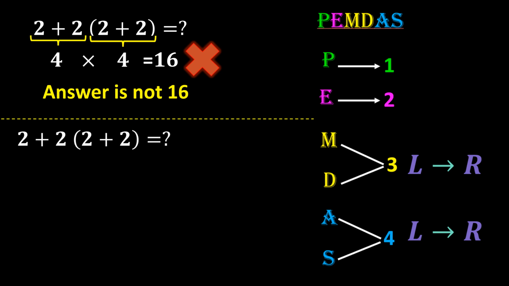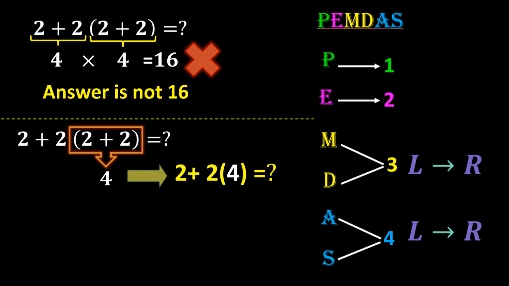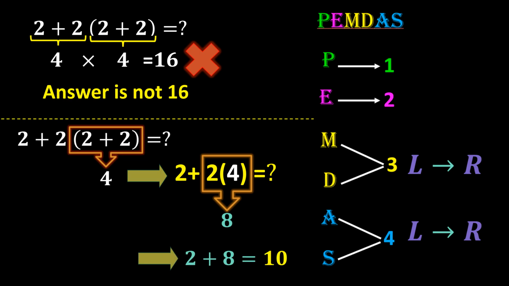According to the PEMDAS rule, we first solve the expression inside the parentheses. So, 2 plus 2 becomes 4, and the expression turns into 2 plus 2 times 4. Then we do the multiplication, 2 times 4 equals 8. Finally, the whole expression becomes 2 plus 8, which equals 10.